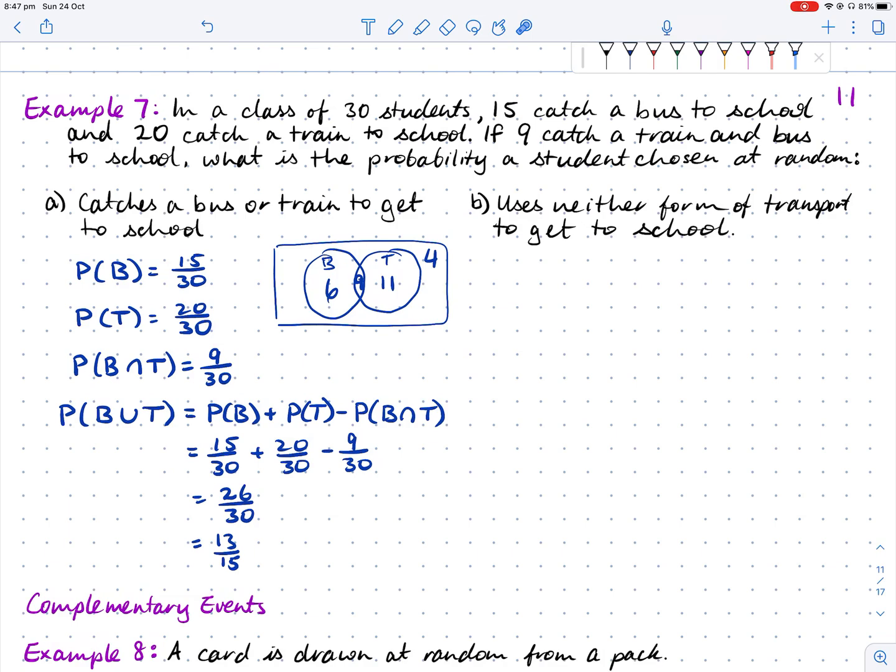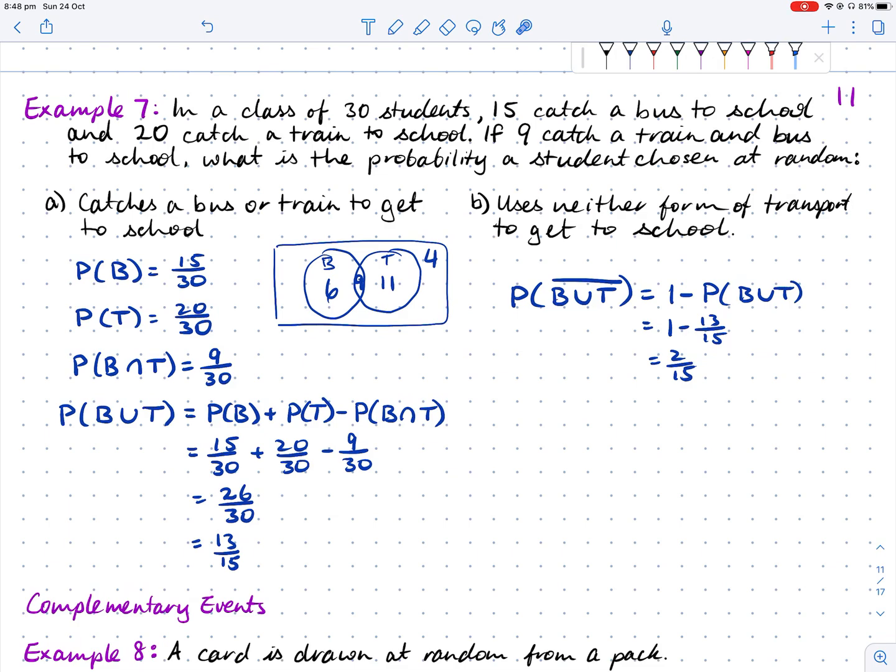The next question, what's the probability that they use neither form of transport to get to school? So what we want is everyone who's not bus or train. So what we're looking for is the complement of bus or train. If I want the complement, that's 1 minus this value. So we can write that as 1 minus the probability of bus or train. So it's 1 minus 13 over 15, which is 2 out of 15. So that's how we can use a complement in order to work out our answer.